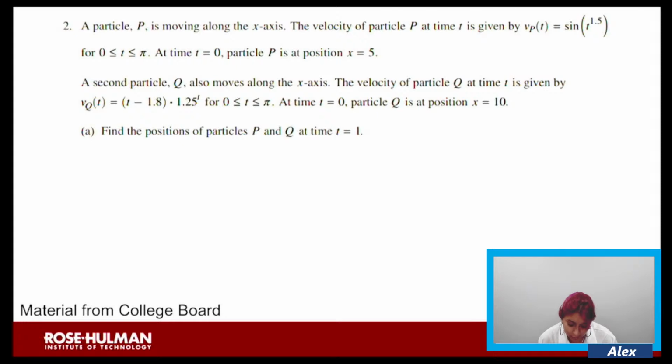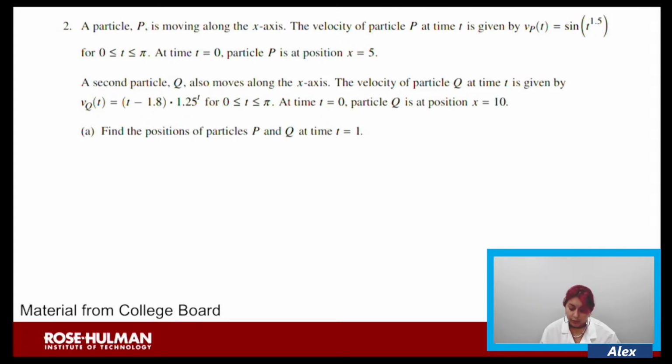The second particle Q also moves along the x-axis. The velocity of particle Q at time t is given by Vq of t equals t minus 1.5 times 1.25 to the t power, for 0 is less than or equal to t is less than or equal to pi. At time t equals 0, the particle Q is at position x equals 10. So find the positions of particles P and Q at time 1.